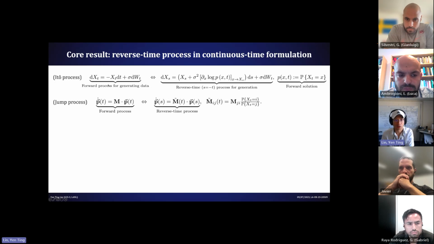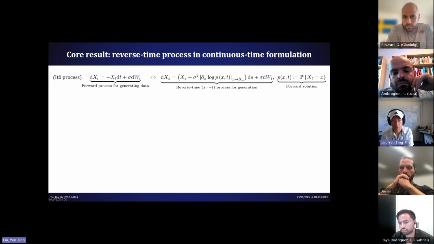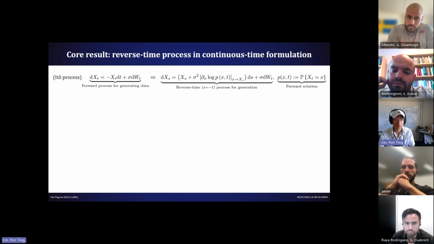So in the Ito, let me remind you, we have a forward process. Right now it is an Ito SDE. And the reverse is also an Ito SDE. It's proven by Anderson. Now, the key insight there is that there is a term which is the Stein score function of the forward solution. So you need to know the forward solution, and then you plug in the forward solution, and that term tells you how to do anti-diffusion, right?